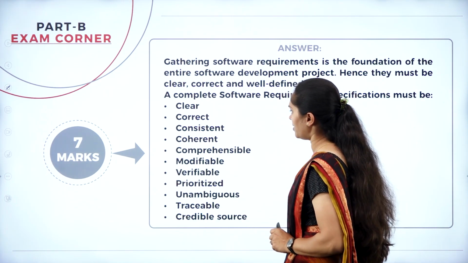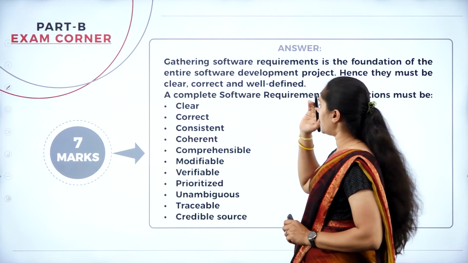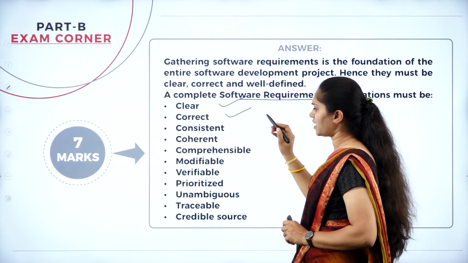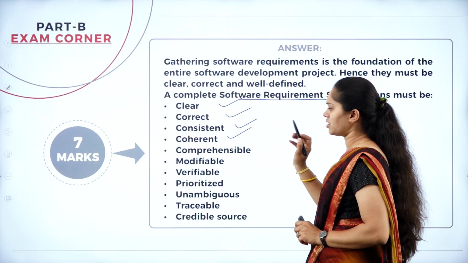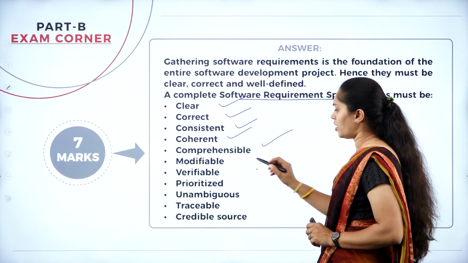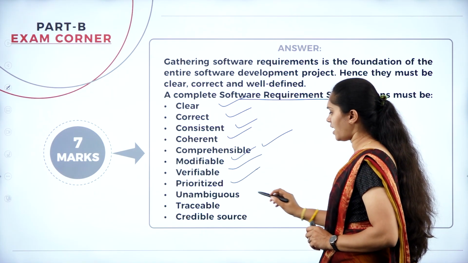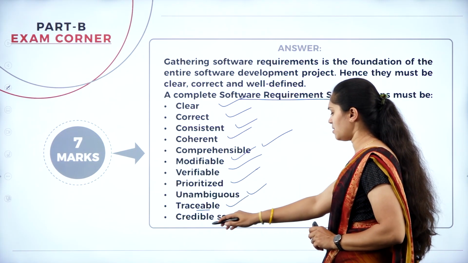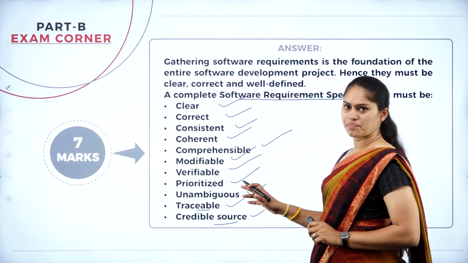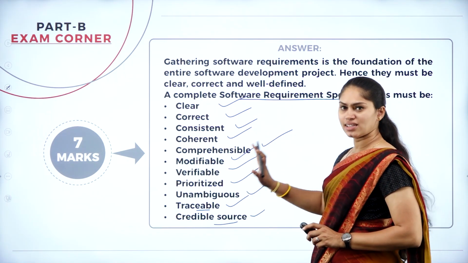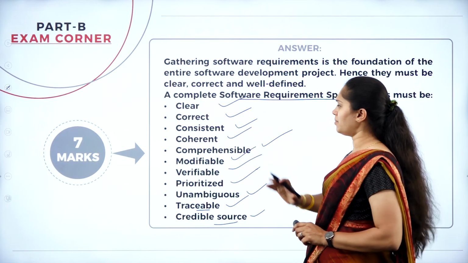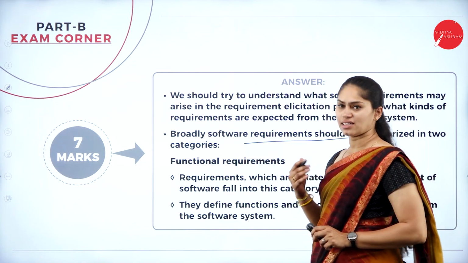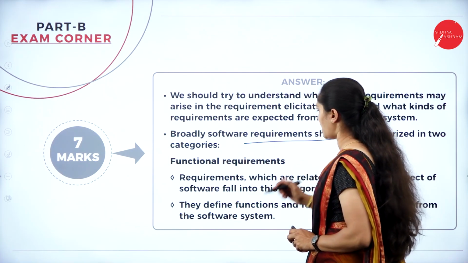Then how does it need to be? The characteristics of the SRS, or a complete software requirement specification, must be clear, correct, consistent in nature, coherent, comprehensive, modifiable, verifiable, prioritized, unambiguous. There should not be any confusion, and it should be traceable with a credible source. Fine. This is how the characteristics of requirements should be. Then also you can see that the software requirement is categorized into some categories here.